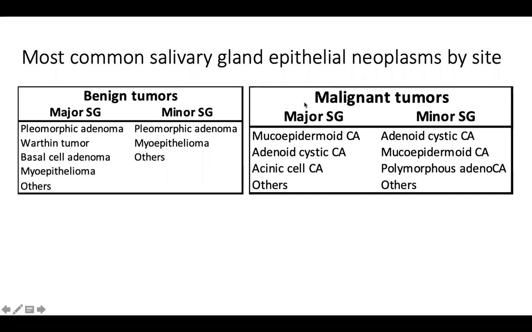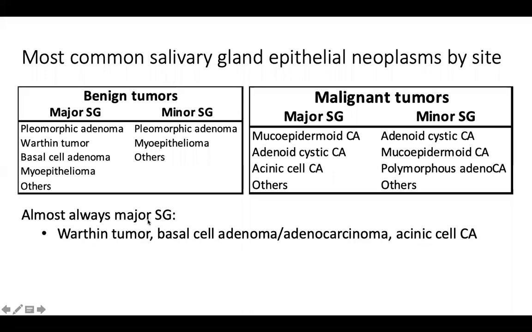And then when we look at malignant tumors, mucoepidermoid and adenoid cystic carcinoma tend to be the most common in both major and minor salivary glands. But acinic cell carcinoma is very rare in minor salivary glands, which makes sense because as we discussed, acinar cells or the serous type acinar cells are most common in parotid and then become less common as we move to the minor salivary glands. And then there are a bunch of tumors that are pretty much exclusive to minor salivary gland, including polymorphous adenocarcinoma. And some people, depending on the series, you can see polymorphous adenocarcinoma as the second most common minor salivary gland carcinoma.